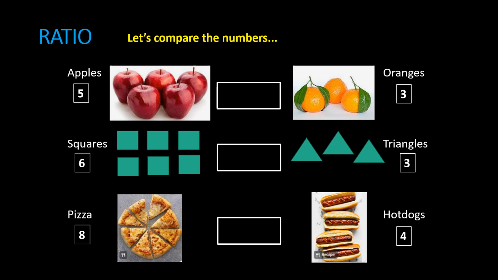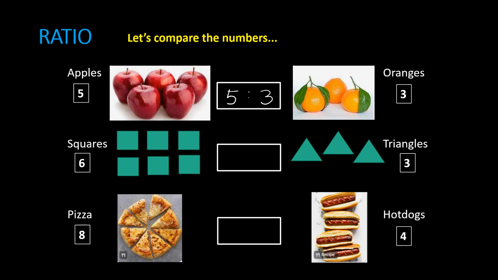When we compare things, we also compare their numbers. In the first example, we have 5 apples and 3 oranges, and we write ratio in this fashion. You write a 5, a colon or 2 dots, and a 3. We say this 5 to 3.